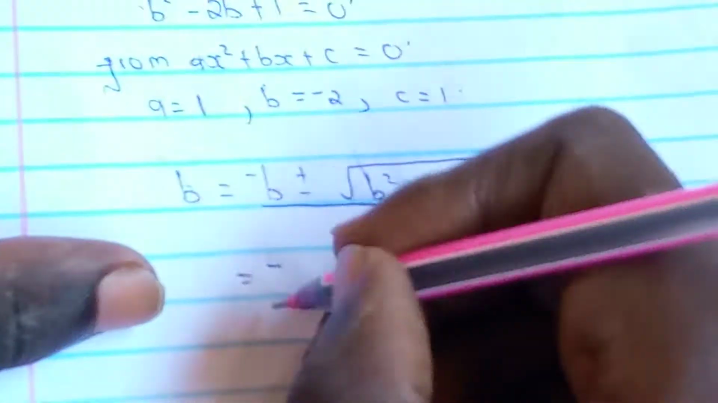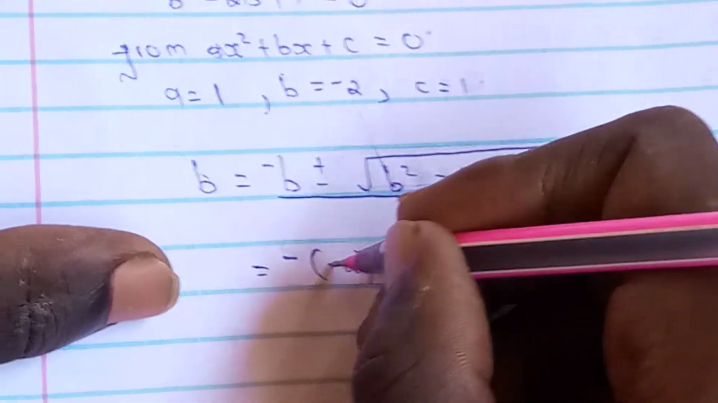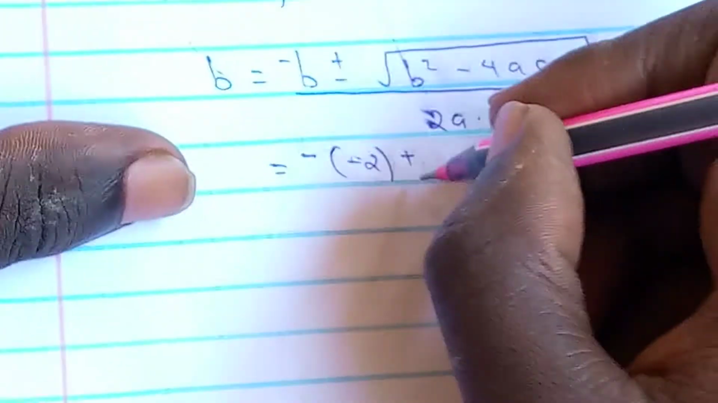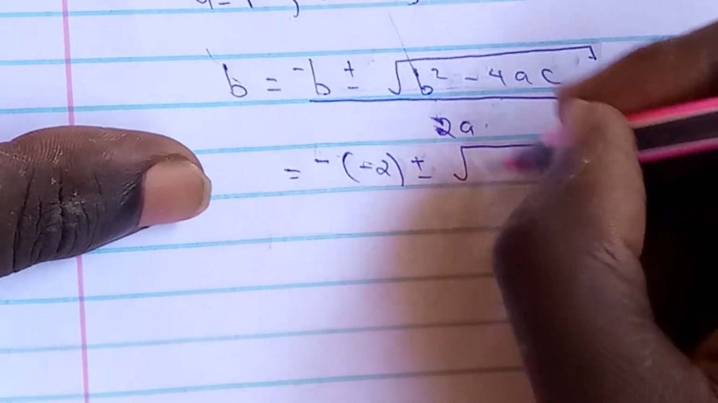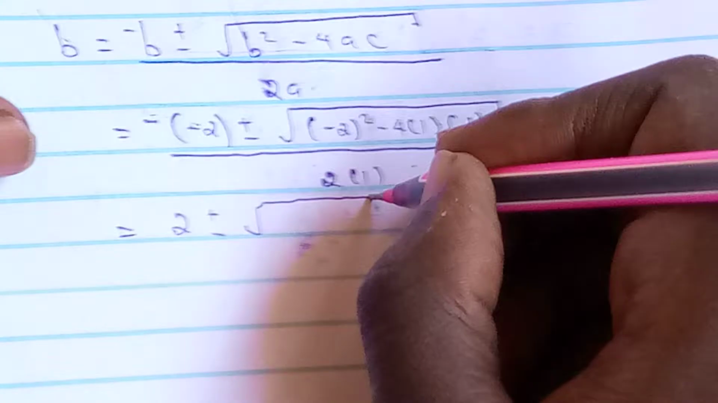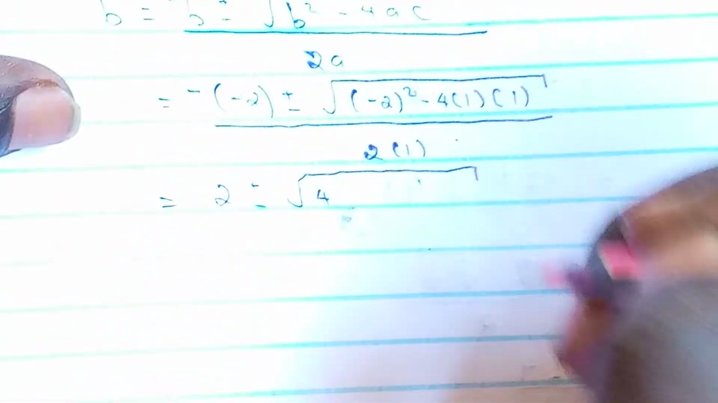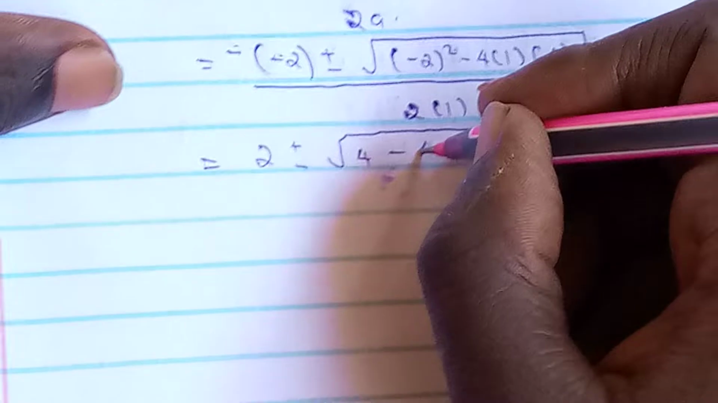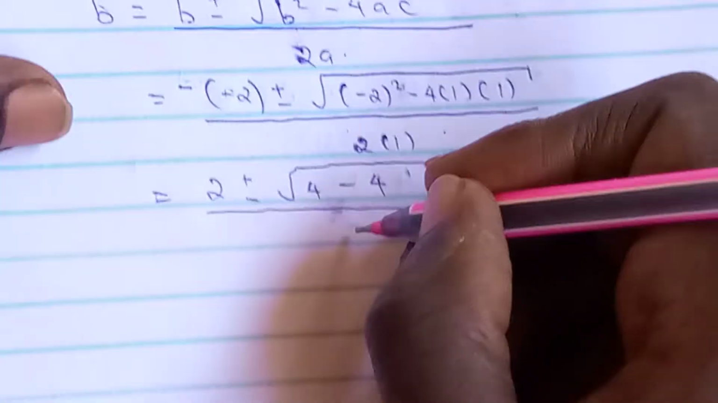Since our equation now has b, when we substitute in here, we have negative b. Our b is negative 2. Don't forget and leave this as a positive. Some of you forget. Plus or minus the square root of negative 2 squared minus 4 times 1 times 1, over 2 times our a, which is 1. So this leaves us with positive 2 plus or minus the square root. Negative 2 squared is 4, and 4 times 1 times 1 is 4, over 2 times 1, which is 2.